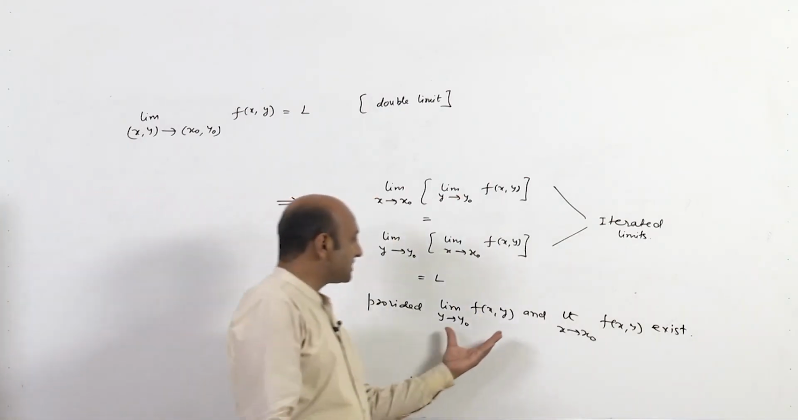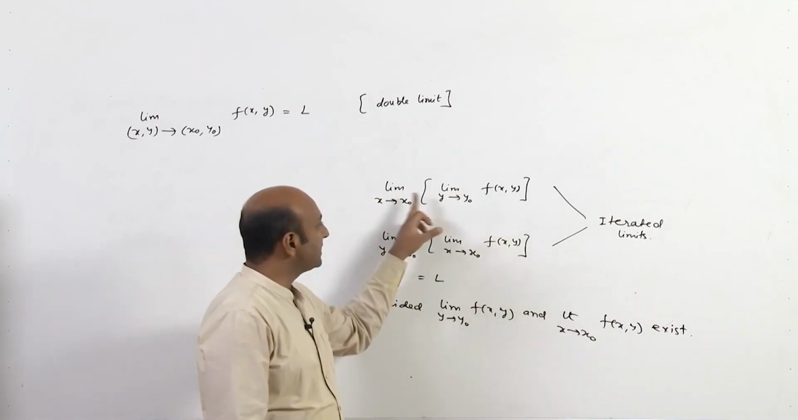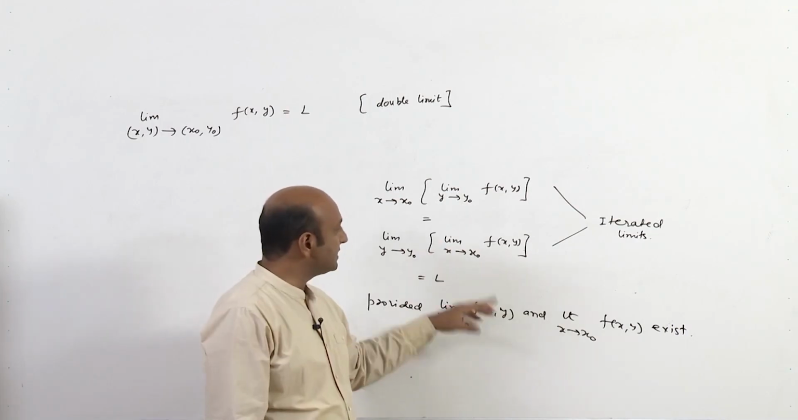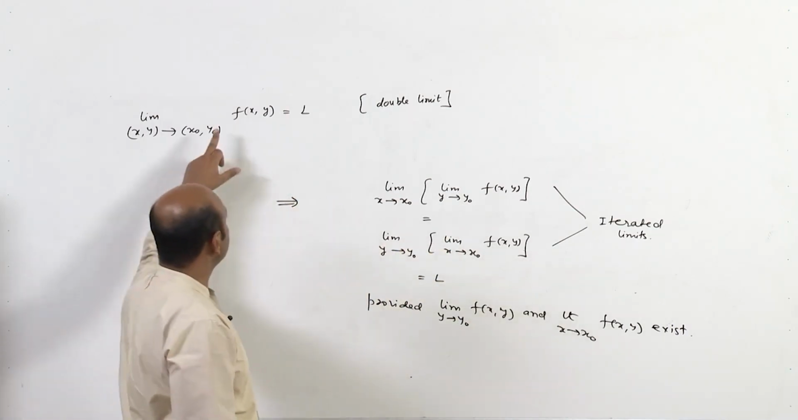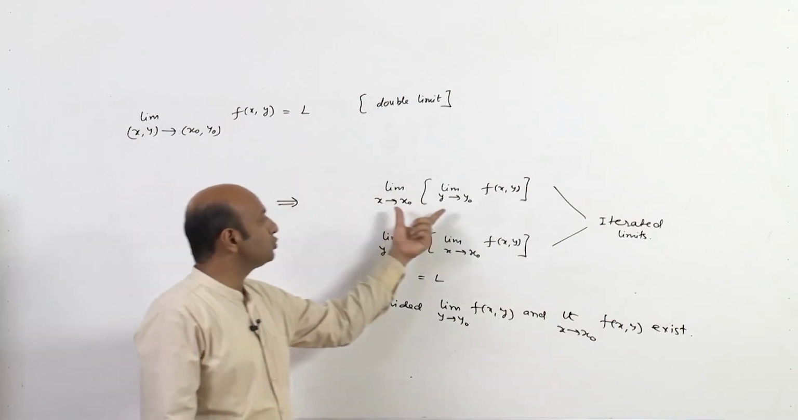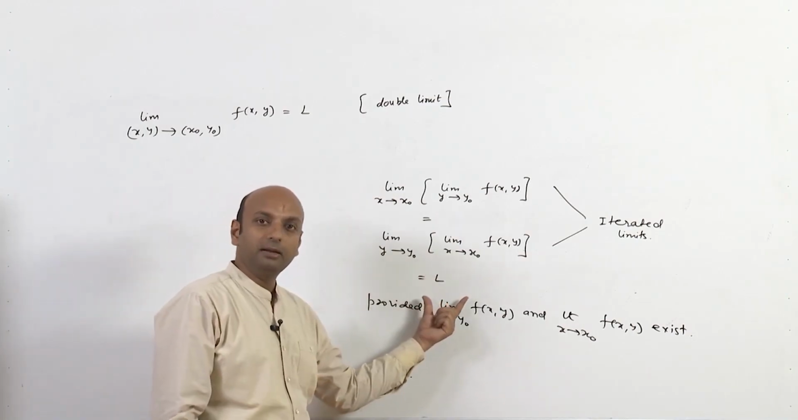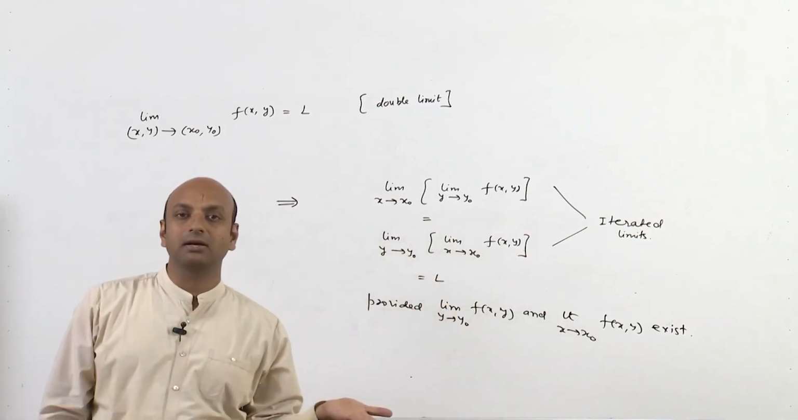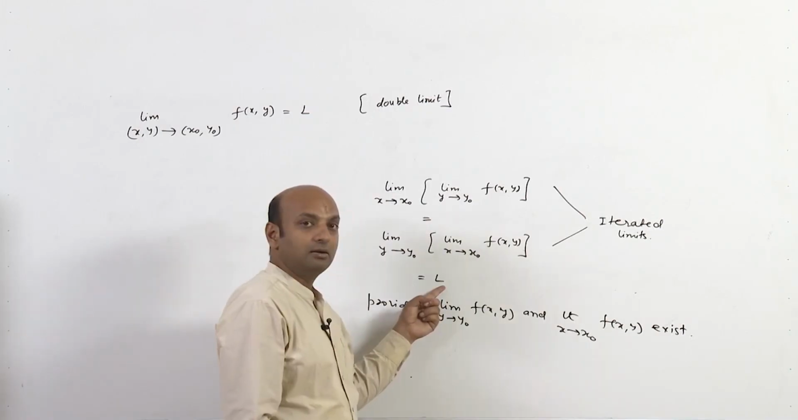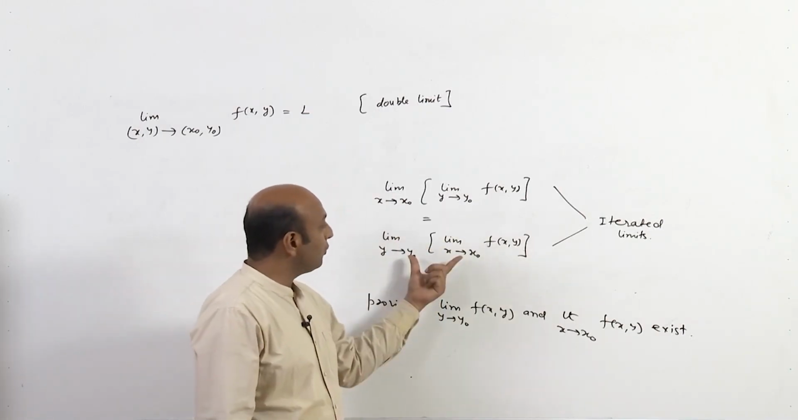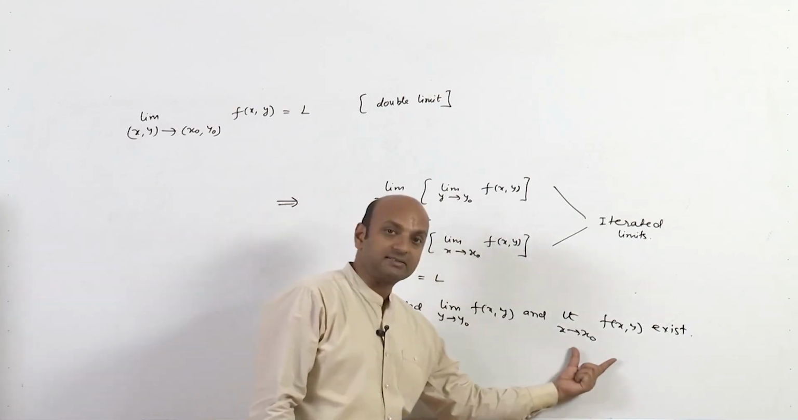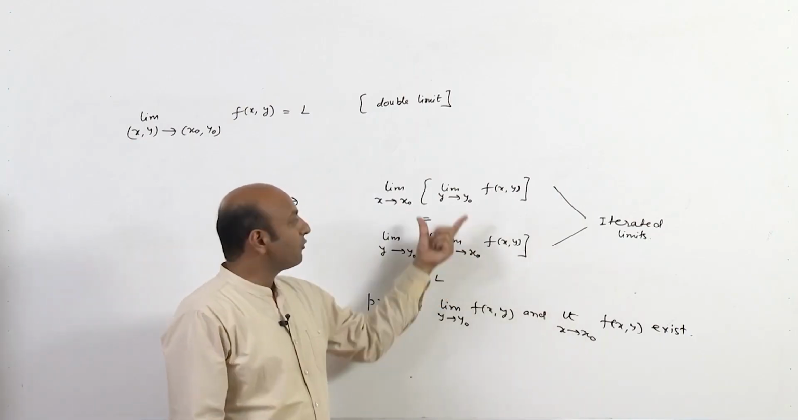Because if this limit exists, then these are basically two paths. If this limit exists and is equal to L, this means it is path independent. If it is path independent, then from these two paths also the value will be L. Now if we see the converse part, if this exists and suppose this and this are equal to L, then these are only two paths.